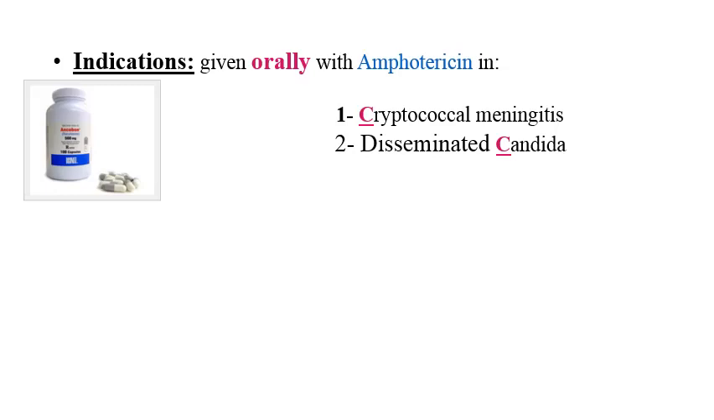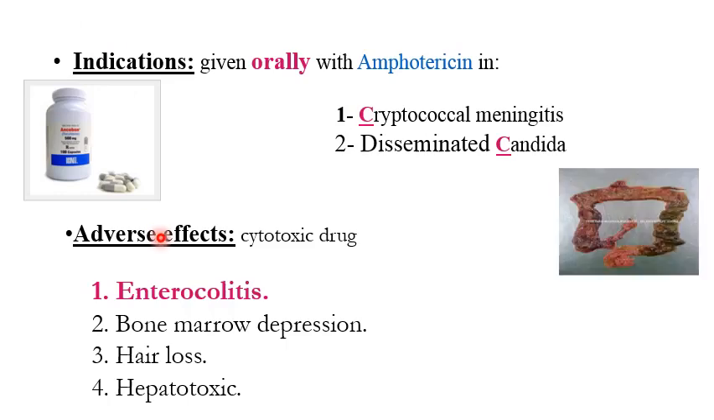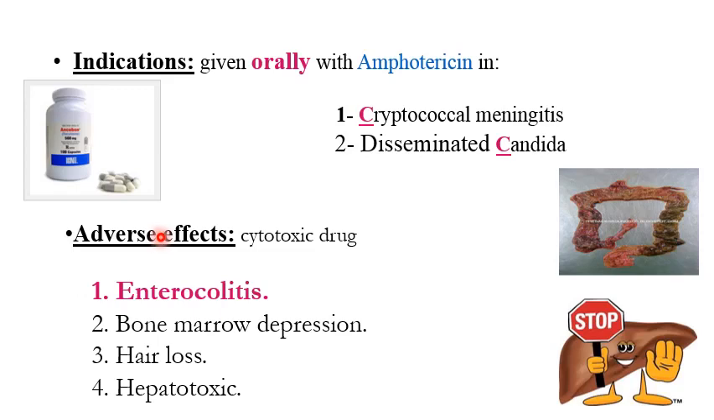So the indications of flucytosine: it is given orally with amphotericin B in fungal infections like cryptococcal meningitis and disseminated candida. The adverse effects, like any cytotoxic drug inhibiting nucleic acid, are like the famous anti-cancer drugs, which act by inhibition of replication of nucleic acid. It will inhibit the mitosis and replication of actively replicating cells like the GIT, causing enterocolitis, like bone marrow, causing bone marrow depression, like hair, causing hair loss or alopecia, and it is a hepatotoxic drug.